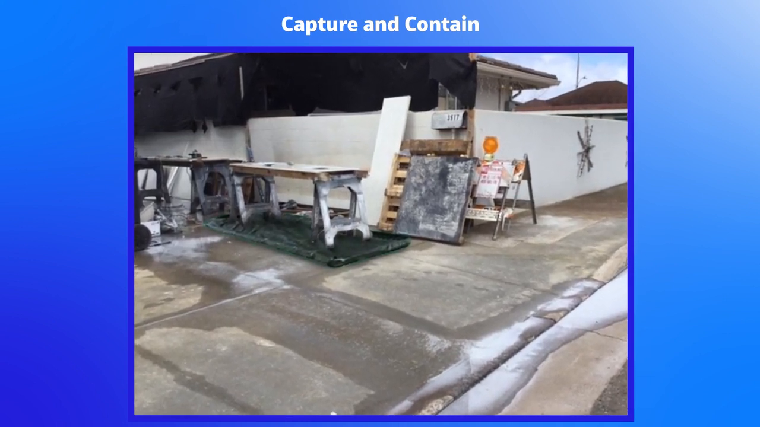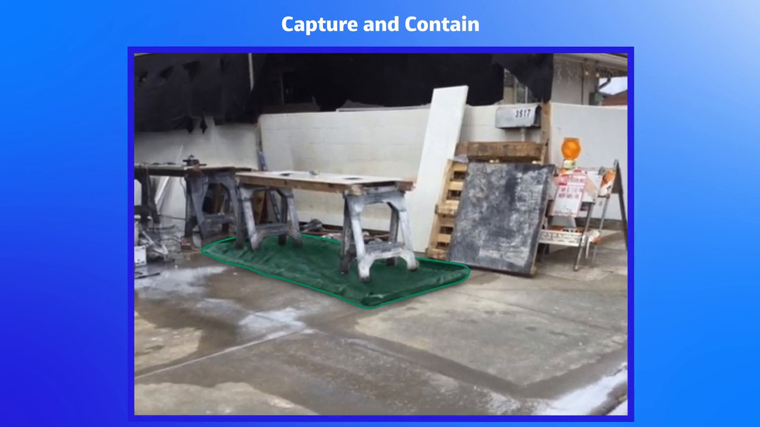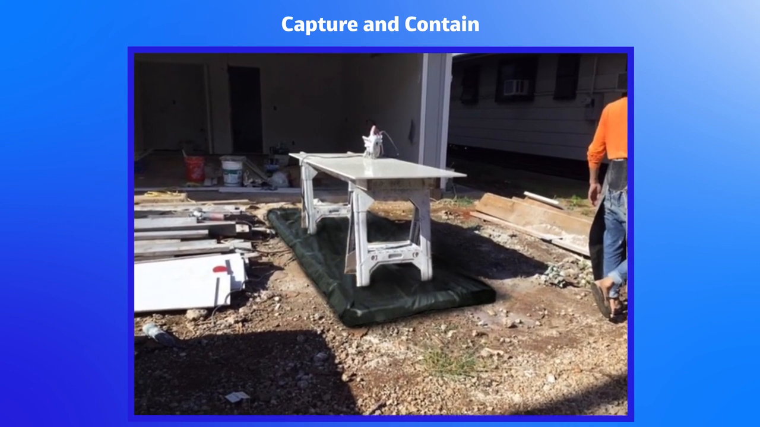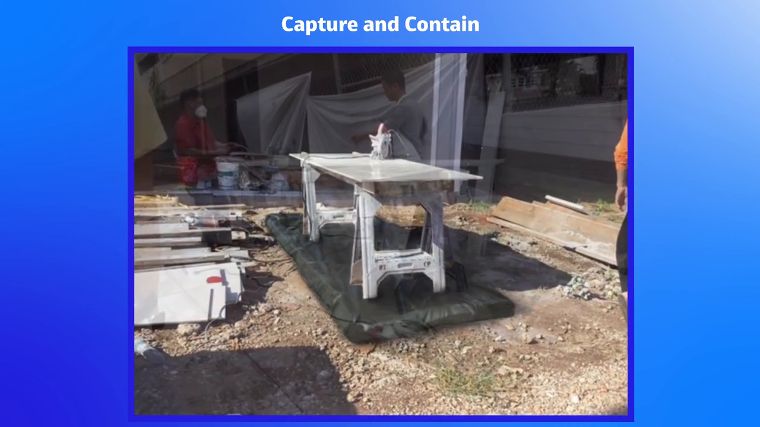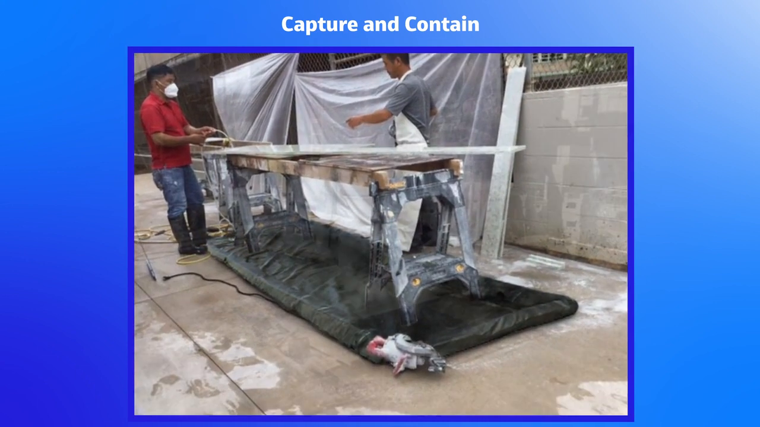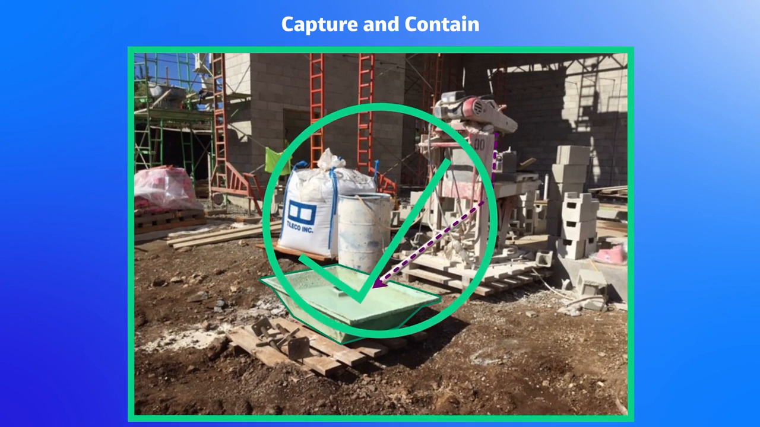Set up containment under the saw cutting activity. The containment must be leak-proof to prevent the infiltration of pollutants. Provide enough containment devices with sufficient capacity to completely contain all liquid wastes generated. Liquid waste can be temporarily held in leak-proof containments until it dries completely, and then disposed of in the trash.